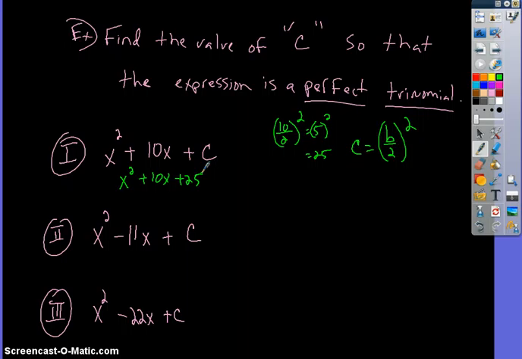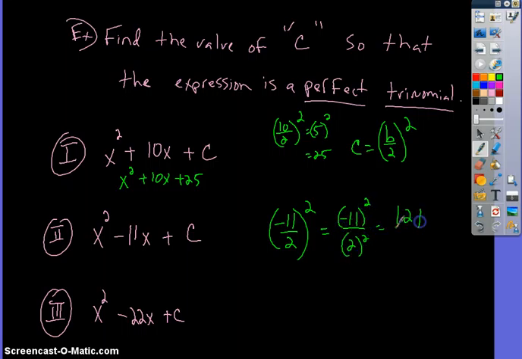Look, the next one is not an easy number to take half of. It's a fraction. That's okay. c is still going to wind up being half of b, squared. b is negative 11. You're going to square that. And you can call that negative 5.5, because that's what half of negative 11 is. Or we're going to square this, and to square it means to square the numerator and square the denominator.